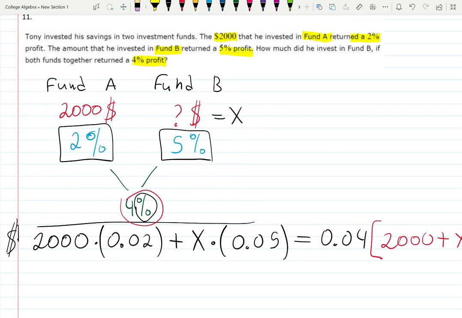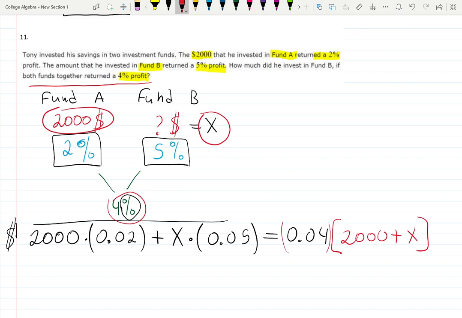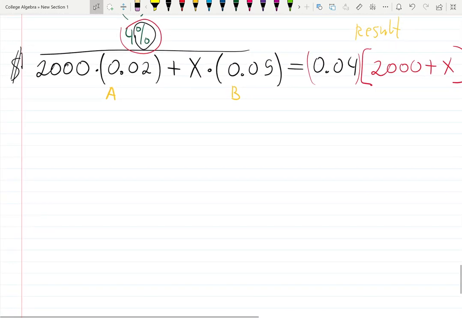So again, I know how much I invested in the first account. I don't know how much I invested in the second account. I will call it X. And it says totally for both, from both funds, I got 4%. So I'm going to multiply by 0.04. And that is my linear equation. That is my result on the right-hand side, result of the investment. And that is my investment in the fund A and the fund B, so on the left-hand side. And now I just need to solve this linear equation.